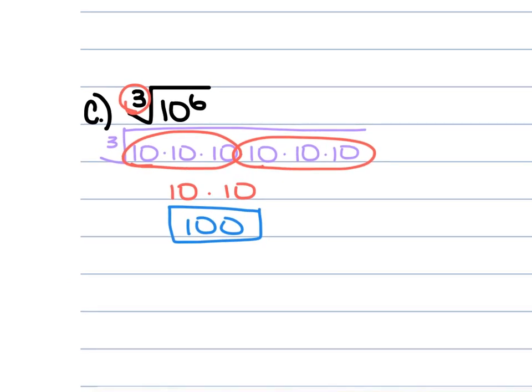You could also do the 6 divided by the 3. So this is the same thing as saying 10 to the 6th divided by the 3rd is 10 squared, which is 100.